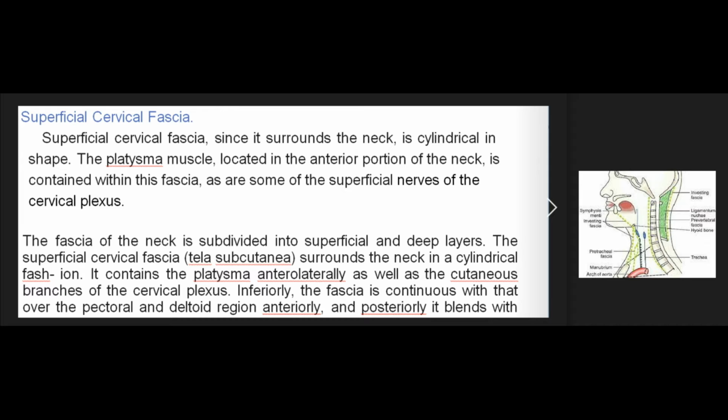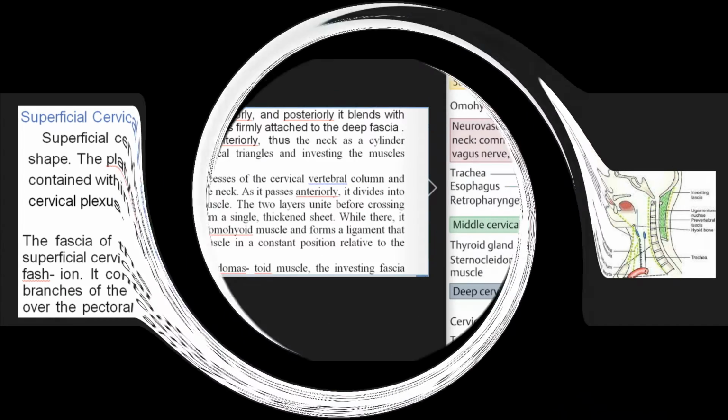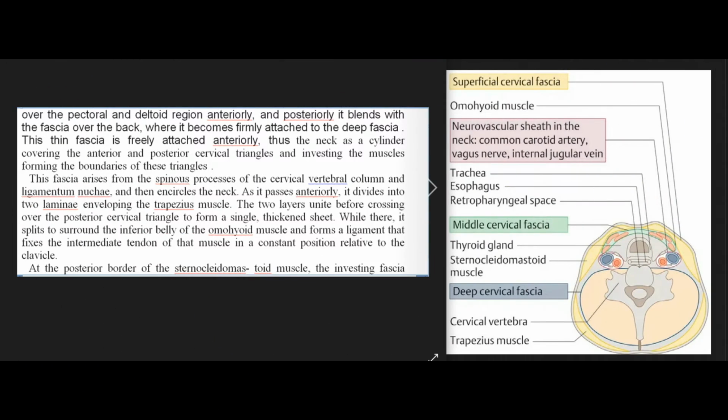The fascia of the neck is subdivided into superficial and deep layers. The superficial cervical fascia, tela subcutanea, surrounds the neck in a cylindrical fashion. It contains the platysma anterolaterally as well as the cutaneous branches of the cervical plexus. Inferiorly, the fascia is continuous with that over the pectoral and deltoid region anteriorly, and posteriorly it blends with the fascia over the back, where it becomes firmly attached to the deep fascia.